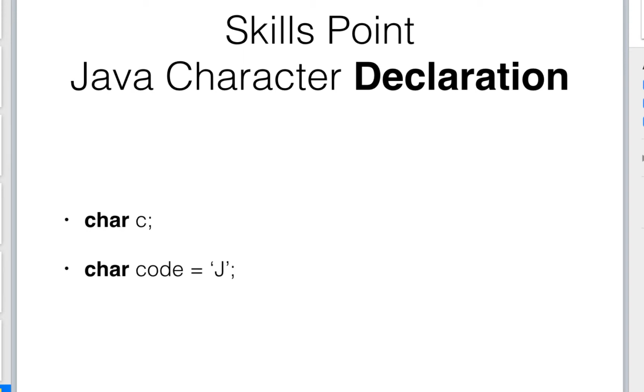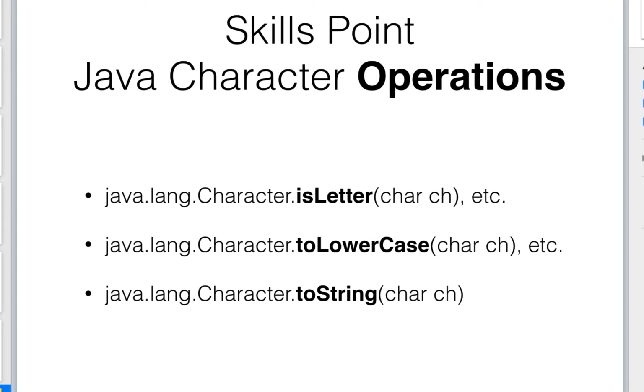Now to declare it, we just do char c or char code equals. So you can either just declare it or you can declare it and set it, just like other variables. For the operations, we can do things like determine if it's a letter. We can turn it into a lowercase letter. We can turn it into a string. And there are actually many, many other character operations that we can perform on characters.